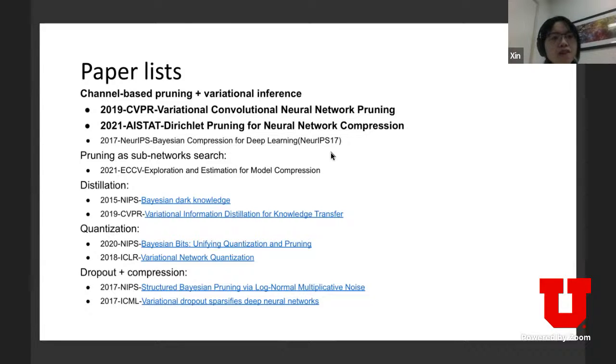Today I will mainly cover two papers that use variational inference for channel-based pruning. What's the general idea of these five subtopics? Actually, this is mainly related to the traditional methods used in network compression, which I will cover later. No, not each one. I will talk a bit about what the methods in each subtopic do.